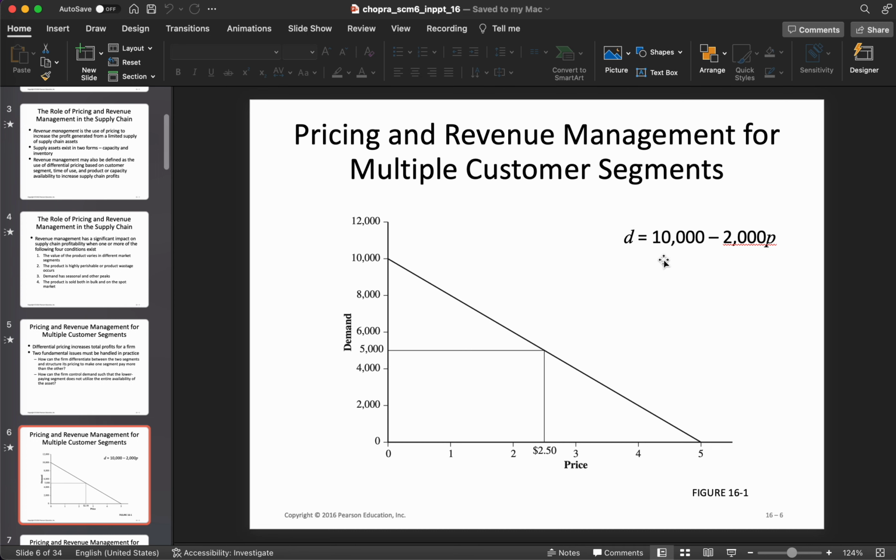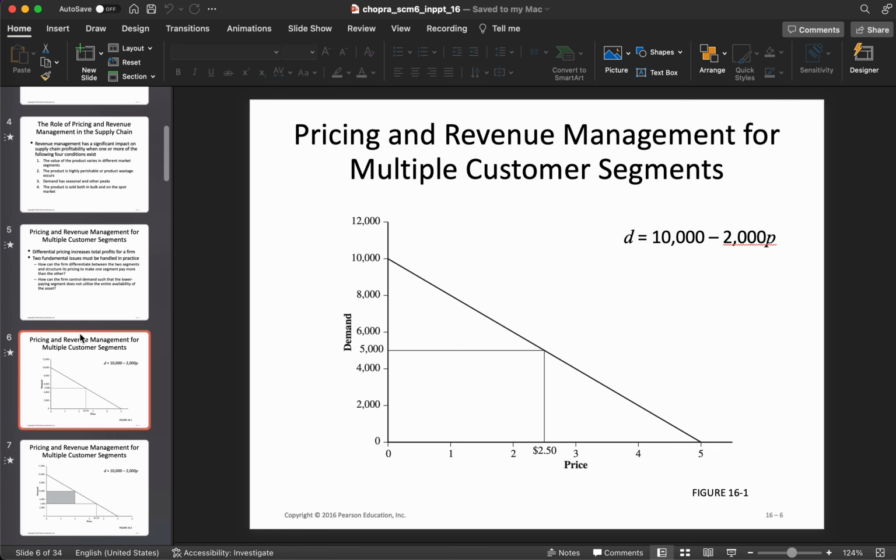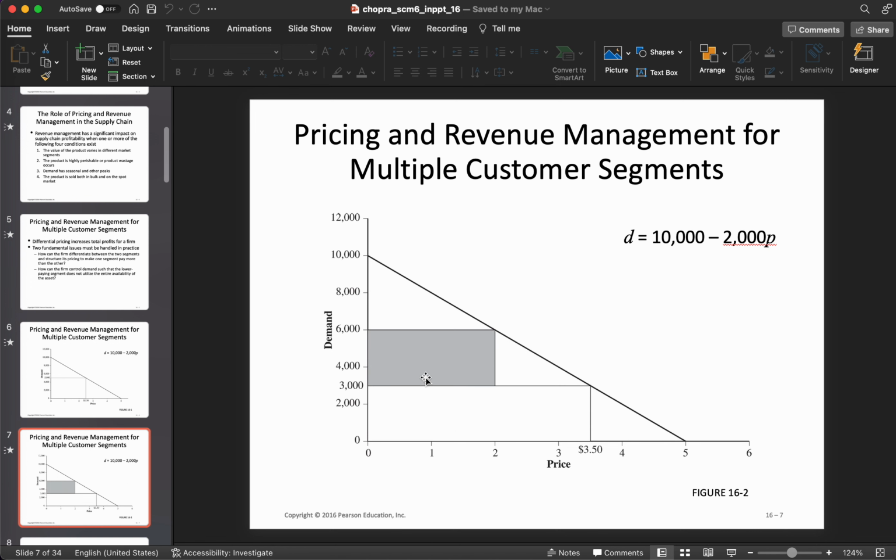So this is a simple way of representing demand in multiple customer segments, right? So here is another example. If price is set at $3.50, the demand will be 3,000. If price is set at $2, demand will be 6,000. So this is something to keep in mind.